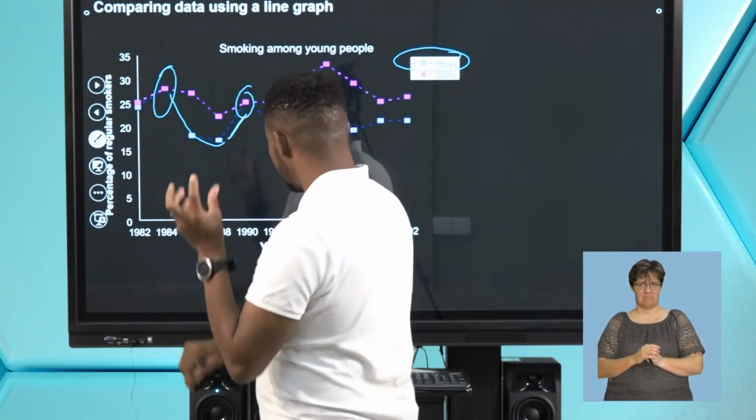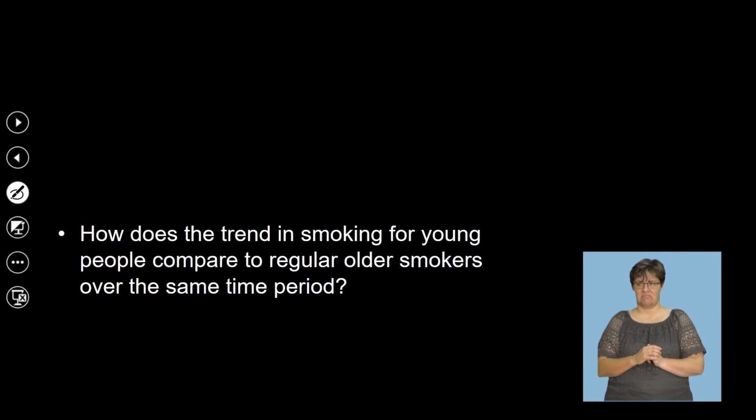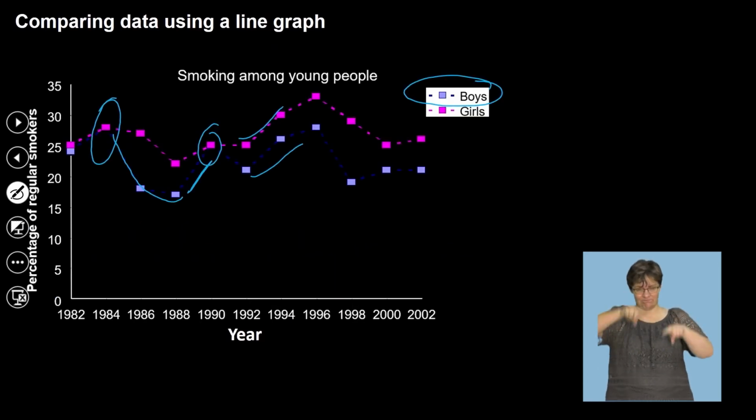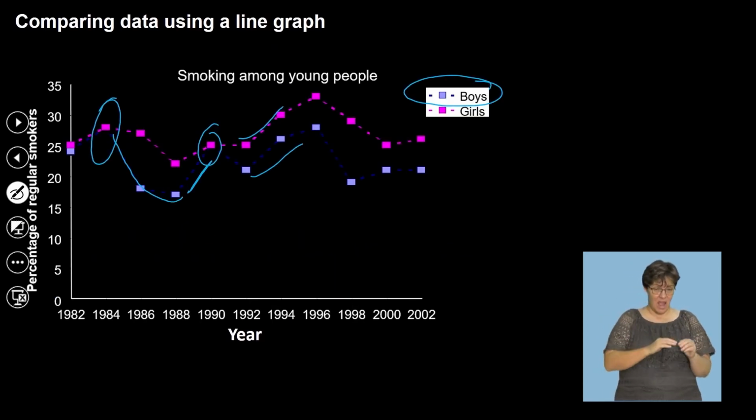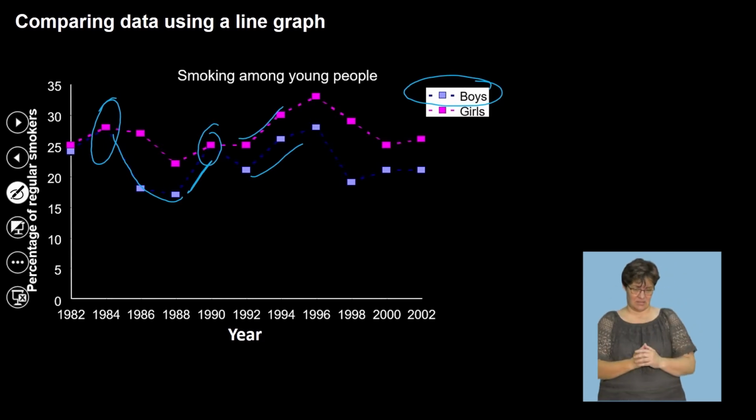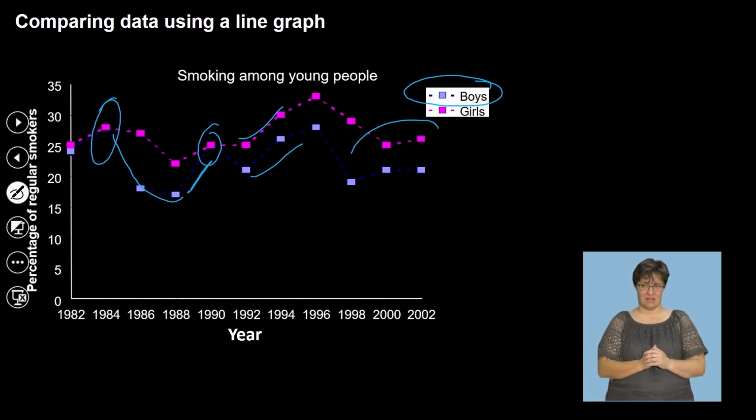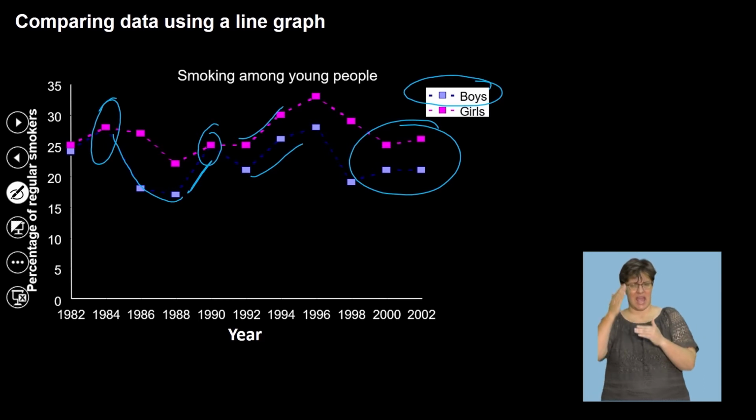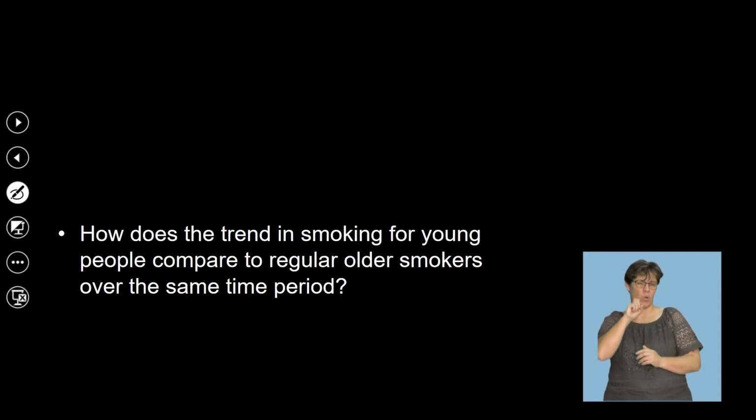So how does the trend in smoking for young people compare to the regular older smoker? Now let's look at all the people who are smoking. If you look at the trend for young people, it's increasing, decreasing, increasing, decreasing, then flat at the end. There's no increase. But let's look at the older people. How does this compare to the older?